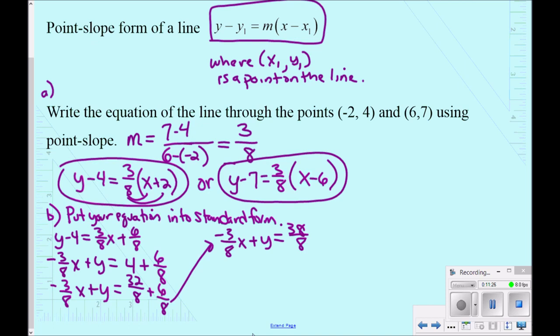I want to get rid of the negative and I want to get rid of the fractions. So to get rid of the negative, I'm multiplying through by -1, but to get rid of the fractions, I see 8s, I'm going to multiply by 8. So we'll combine both of those steps and multiply both sides by -8.